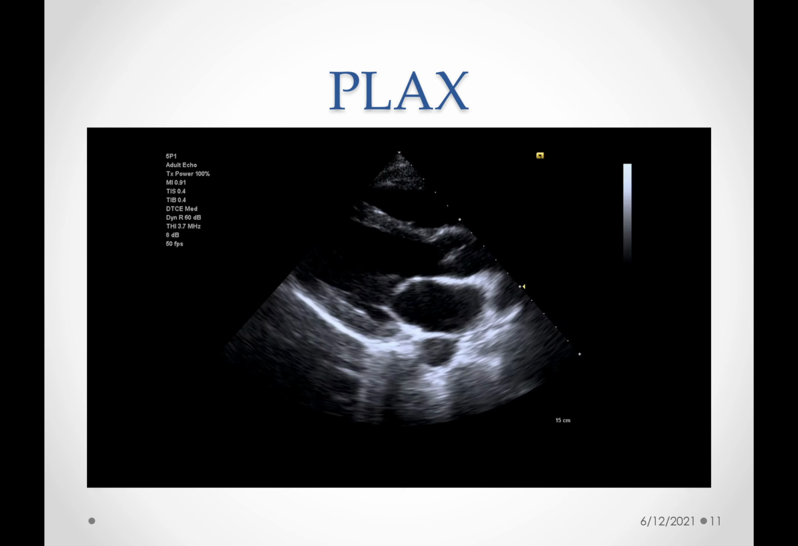Notice that you can get the descending aorta as well in the same view, and this can help you easily differentiate between pericardial and pleural effusions based on where the effusion is relative to the aorta.